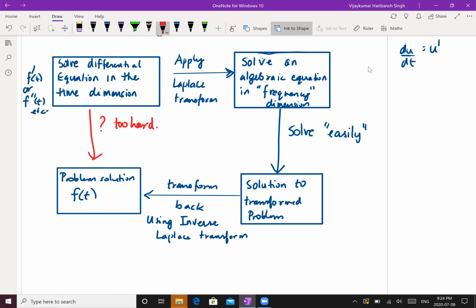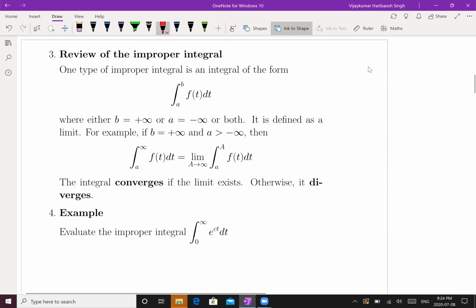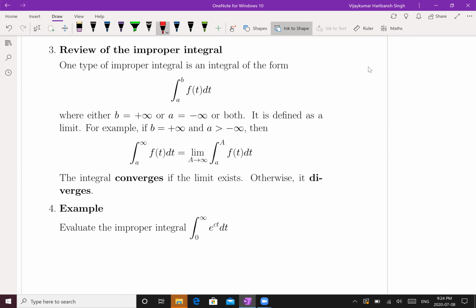So now that we have built so much hype about Laplace transform, let's see what they are. But before that, we should review something about improper integrals. One type of improper integral is an integral of the form a to b of f of t dt, where either b is infinity or a is minus infinity or both. It is defined as a limit. For example, if you have a to infinity of f of t dt, this is defined to be the limit as b goes to infinity of the integral from a to b of f of t dt. This integral converges if the limit exists. If the limit does not exist, then the integral diverges.